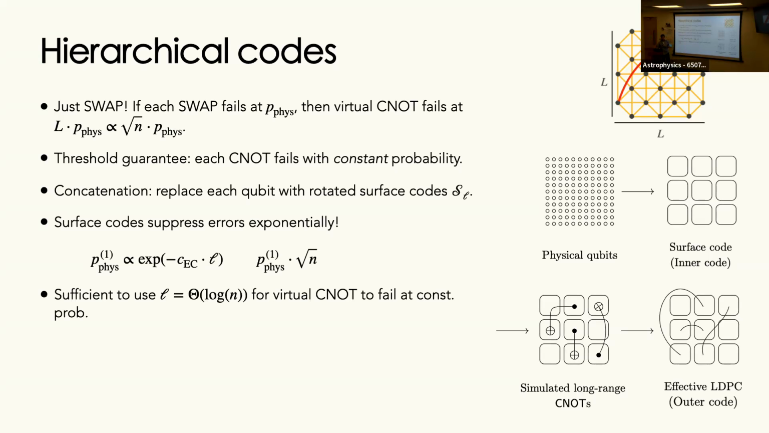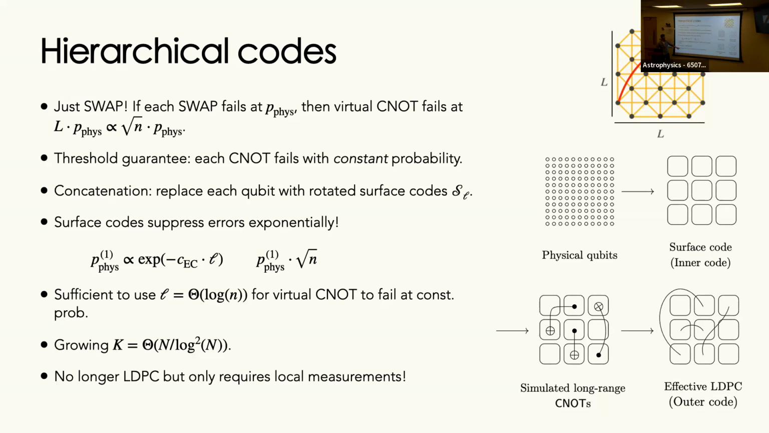It turns out that you can overcome this problem by using a little surface code, by encoding all of the qubits in your LDPC code in a little surface code of size log n by log n, and you can encode a growing number of qubits. And although this code is no longer technically LDPC, you can get away with using only local measurements.